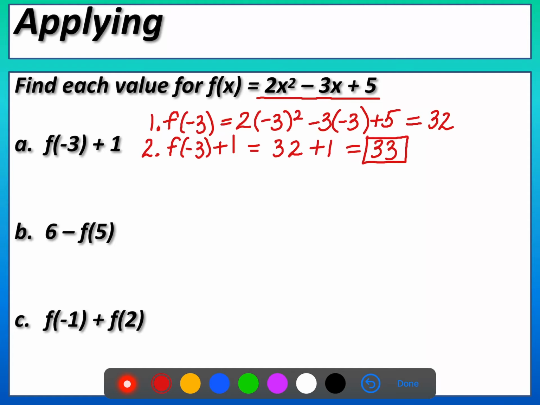So part B, again, a 2-step problem. The first thing we're going to do is evaluate f of 5. Okay, and in order to evaluate that, we replace the x. Okay, make sure that you're replacing the x. And then we're going to evaluate.